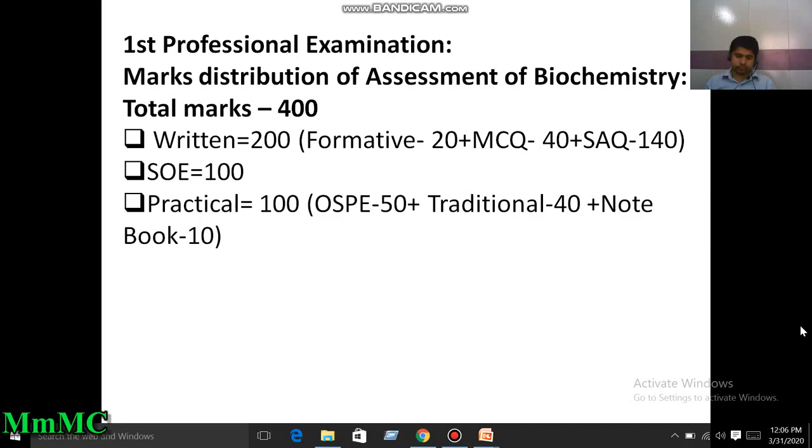Now, about your fourth CART. That means renal biochemistry, body fluid, electrolytes, and acid-base balance. A very important CART.